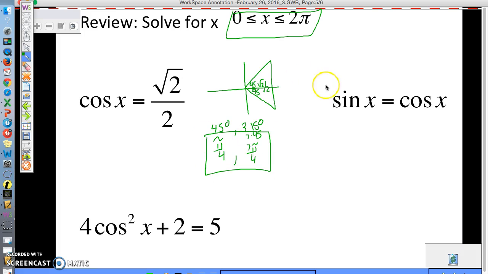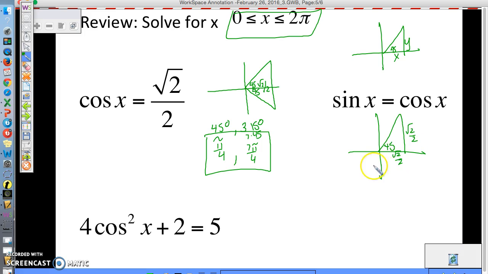Now the next one, we haven't looked at one like this. Where are sine and cosine equal? Well, in a triangle, that means we want our x and our y the same. I know that only happens at 45. So right here, if this is 45, we'd have root 2 over 2 and root 2 over 2. But it also happens in this quadrant, because this would be negative root 2 over 2, negative root 2 over 2. So we have our two answers, 45 degrees, and here would be 225. So this is pi over 4 and 5 pi over 4.